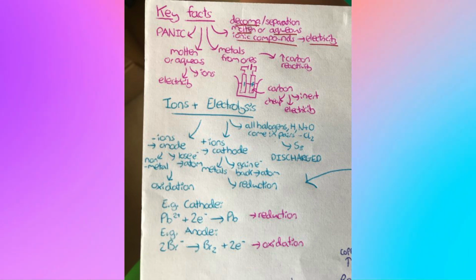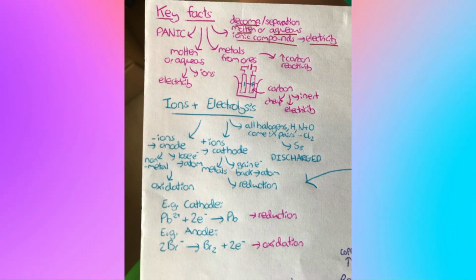Okay, so we're going to start with some key facts about electrolysis. So first of all, what is electrolysis? Well, electrolysis is the decomposition or the separation of molten or aqueous ionic compounds using electricity. We are extracting metals that are higher than carbon in the reactivity series, so more reactive than carbon, from their ores. And we are only dealing with molten or aqueous compounds.